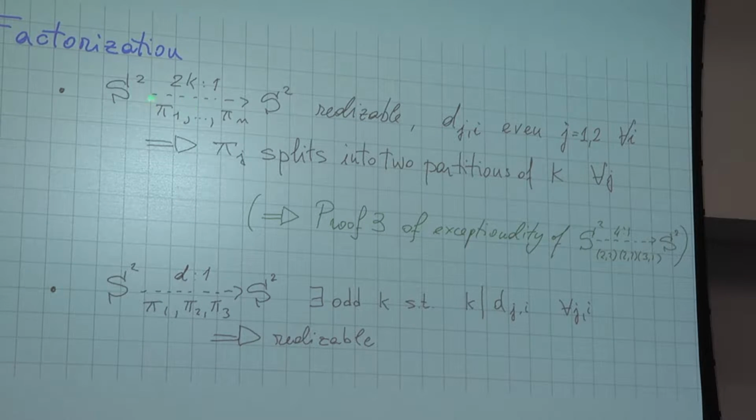Two examples of things we have proved using this idea: if you have an even degree branch cover between the sphere and itself, and the members of the first two partitions of the integer of the degree 2k are even, then any subsequent partition must split into two partitions of d halves. And this actually gives the third proof of the exceptionality of the case 2,2,2,2,3,1, because we are in this case. So even degree, first two partitions, all even local degrees, and then this should split into two partitions of 2, but that's not the case.